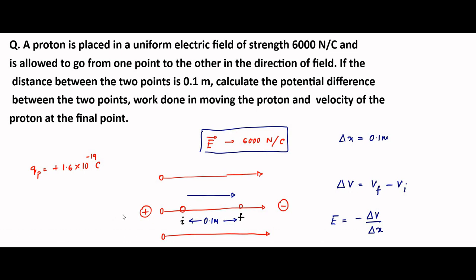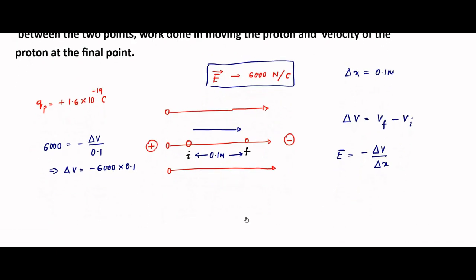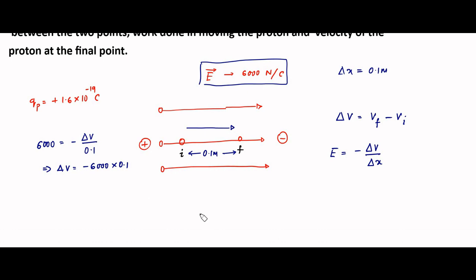So here 6000 Newton per Coulomb is equal to minus delta V by 0.1. That implies the potential difference between these 2 points is equal to minus 6000 into 0.1, which is equal to minus 600 volt. This is the potential difference between the 2 points.